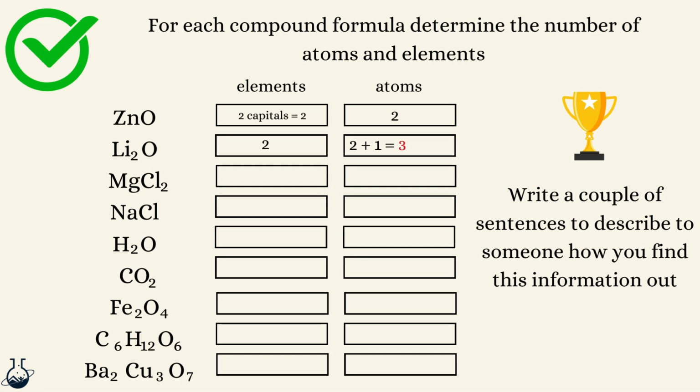In Li2O, there are two capital letters, which means there are two elements. However, in this example, there are two lithiums and only one oxygen, giving us three atoms. In magnesium chloride, we have magnesium and chlorine, so two elements. But in this case, there is one magnesium and two chlorines, so three atoms. NaCl is sodium chloride with two elements and two atoms.